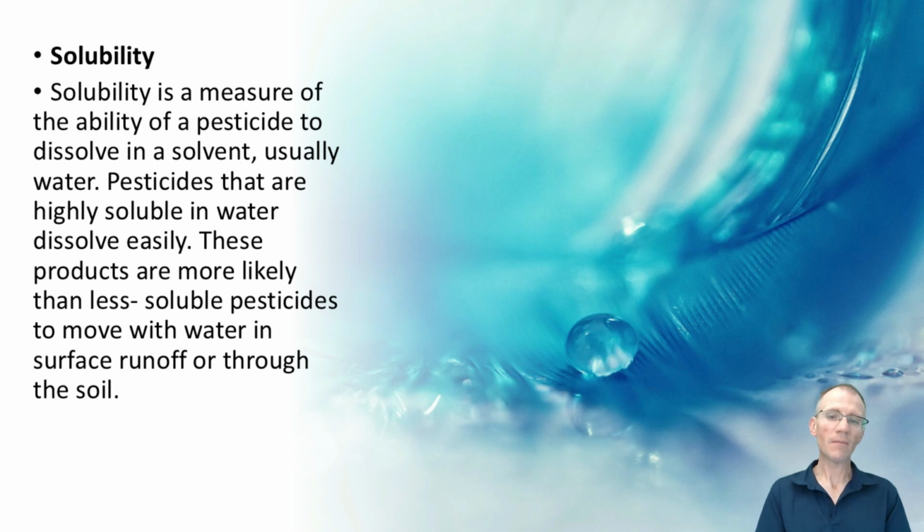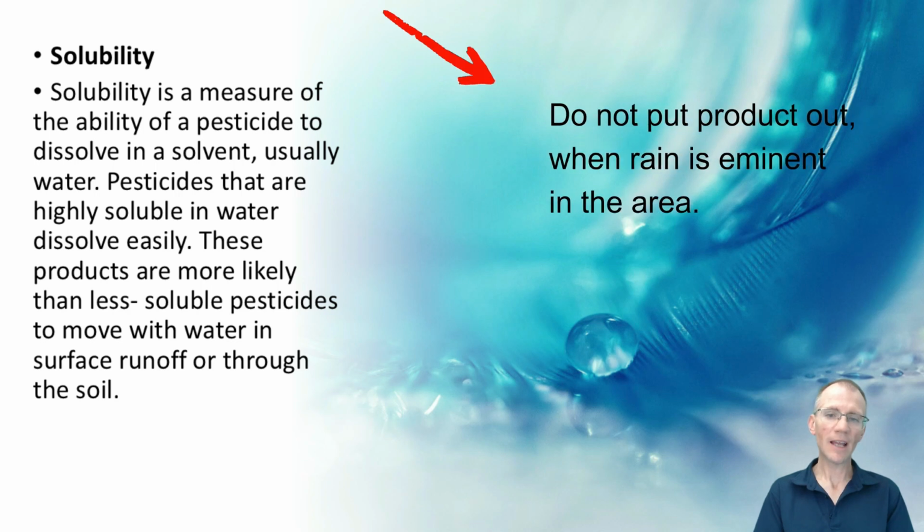So it really doesn't make sense for us to put a water-soluble product out when there's going to be rain or something like that. Now you'll notice on a lot of pesticide labels, it says do not put product out when rain is imminent in the area. And this is the exact reason why.